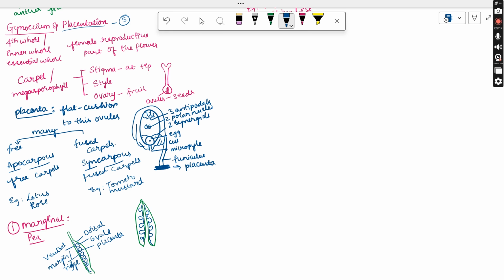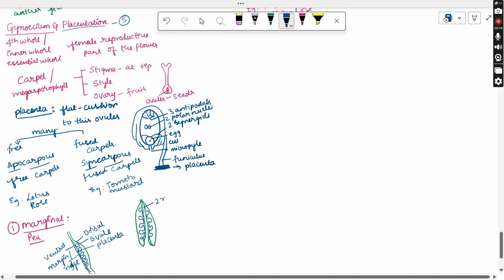So these ovules are attached in two rows, and these structures are the ovules. And the place where they are attached, that attached part is the placenta. This bulged side is the dorsal side, or you can say the dorsal margin, and all these are attached to the ventral margin. So you can take the examples to understand this presentation.